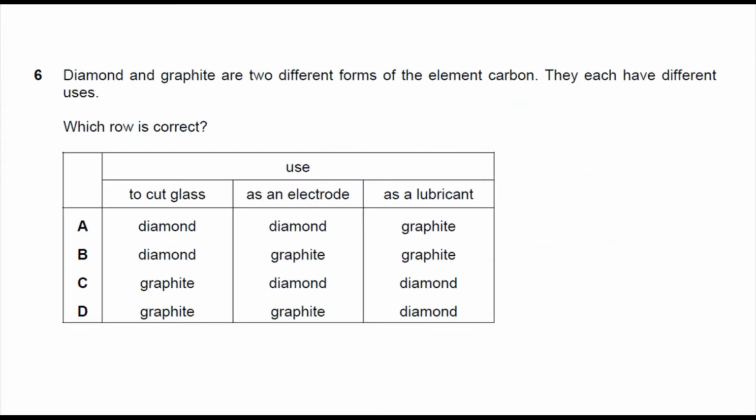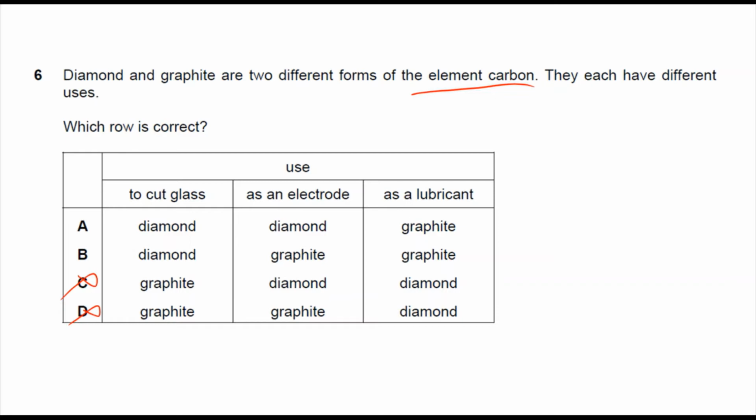Question number 6. Diamond and graphite are two different forms of the element carbon. We call these allotropes. Allotropes are the different forms of the same element. They each have different uses. Which row is correct? This is a knowledge-based question. Diamond, well, it is used to cut glass. I've even said it in my previous video that diamond is such a hard substance that we use it for cutting purposes. Because diamond is very, very hard, it is the hardest substance we know, it can cut glass very precisely and accurately because of its hardness factor.